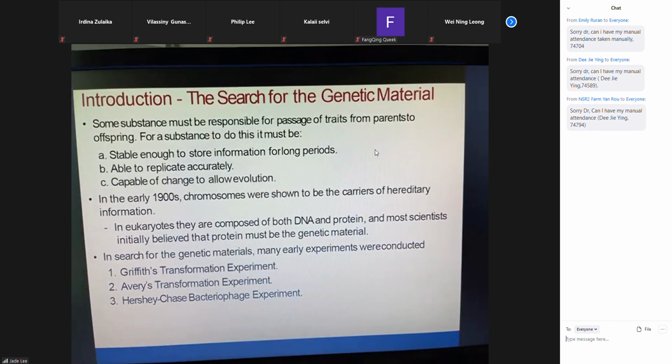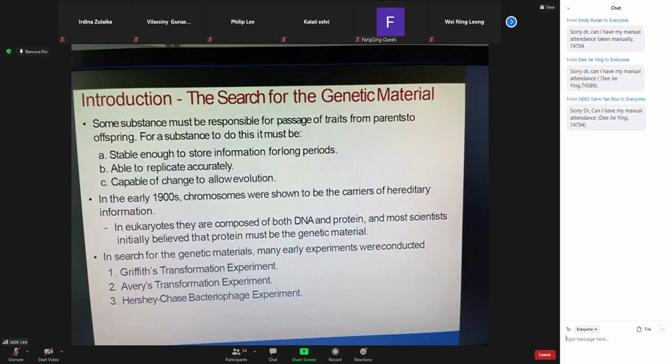Just imagine this information was passed down inaccurately to the next generation. What will happen? What will happen if your DNA was inaccurately passed down to the next generation? There will be huge, very serious complications. And it is also capable of change to allow evolution. All this information allows evolution.